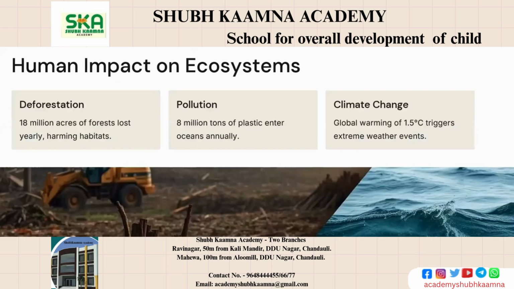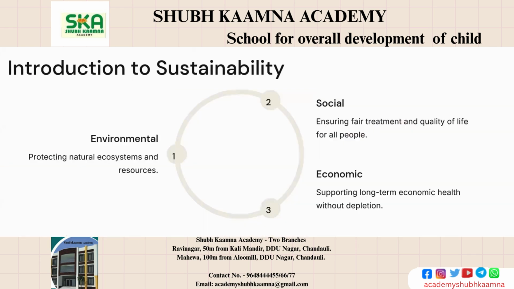Now, moving towards human impact on ecosystems. Unfortunately, human actions are harming ecosystems. First one is deforestation. Deforestation is destroying 18 million acres of forest every year. Second one is pollution. Pollution is dumping 8 million tons of plastic into our oceans annually. Third one is climate change. In that, heat is warming the planet, leading to more floods, droughts, and fires. These problems threaten wildlife and our own survival.